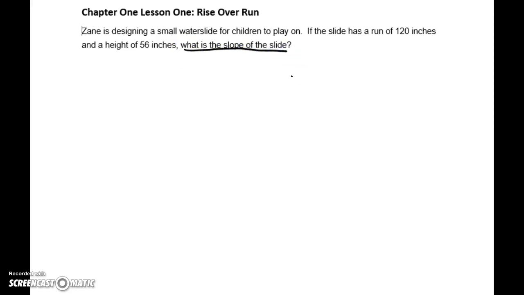Now that we know what we're looking for, what type of information we're going to be looking for, now we can go back and cross off some of the unimportant sentences and underline anything that's really important. So let's go back and reread that first sentence. So Zane is designing a small water slide for children to play on. So while that sentence there is nice for telling us the situation, it actually doesn't tell us anything about any kind of measurements or units or anything that would be important for finding the slope.